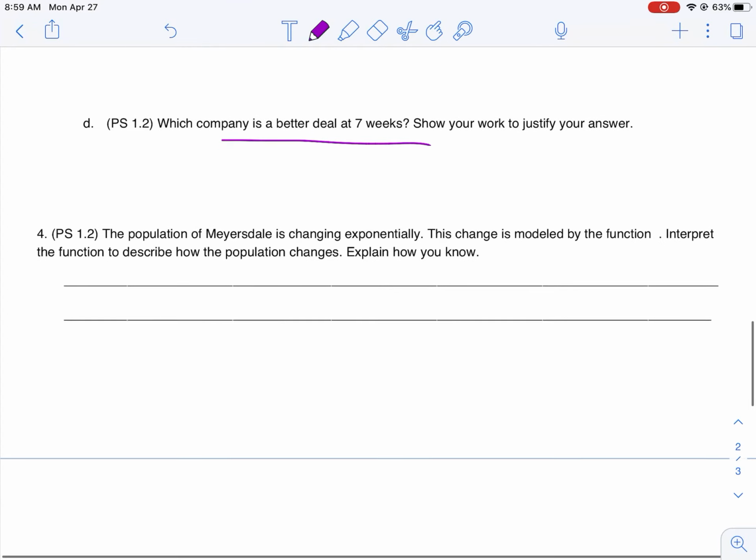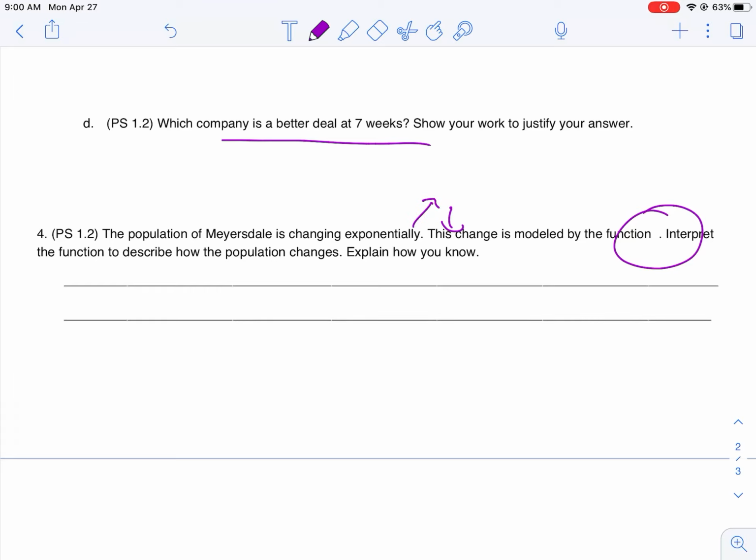All right. Last but not least, the function is not here, but it'll be on your assignment. Okay. So I'm going to make up a function of Meyersdale population, and it's changing exponentially. It didn't say if it's going up or down, but you're going to talk about that. So let's say it's 3,000, and we have 1.02 to the x.